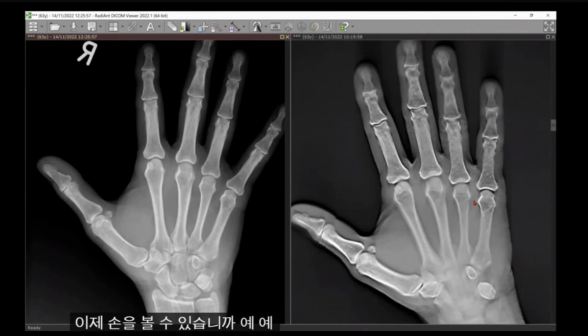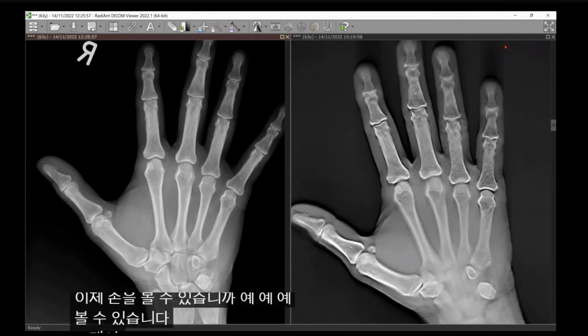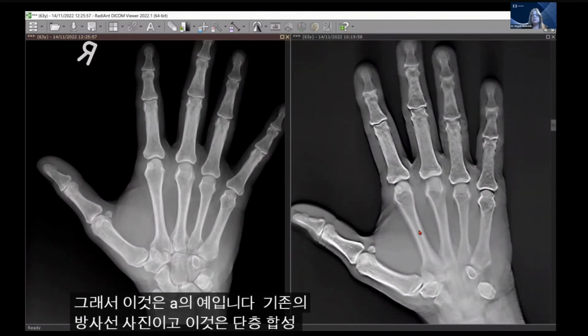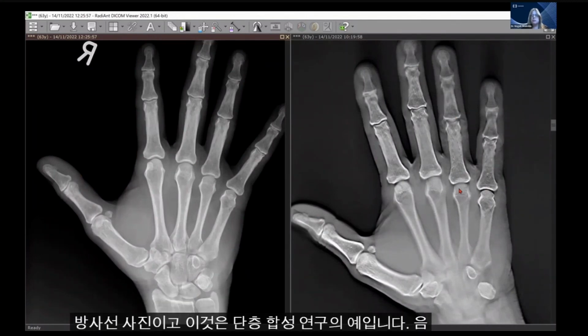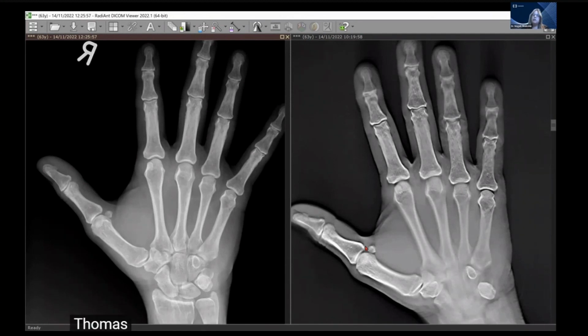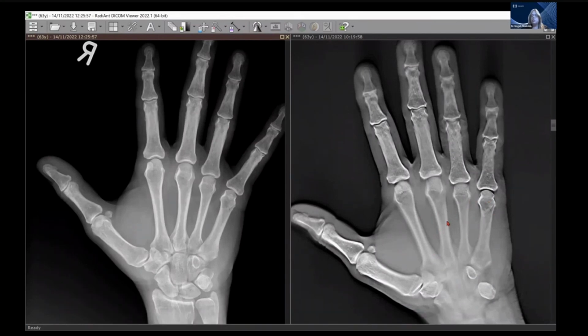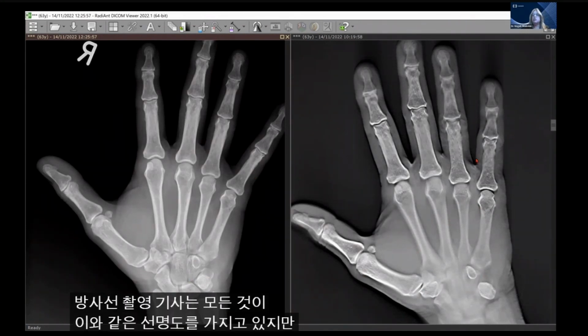Yes, I can. So this is an example of a conventional radiograph, and this is an example of a tomosynthesis study. When you look at the tomosynthesis study, it looks like a really bad quality radiograph, right? Because all of this is blurred, almost like the patient was moving or something like that. In the conventional radiograph, everything has kind of the same sharpness.